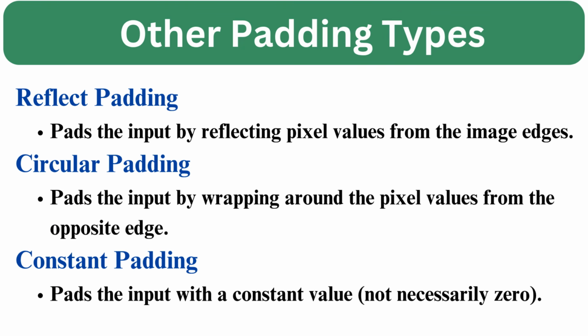There are some more padding types that you can study at your own pace. For example, reflect padding that pads the input by reflecting the pixel values from the image edges. Circular padding and constant padding, where we do not fill all of the border values with 0 but with a constant number. I hope you would have understood why do we use padding and what are different types of it.